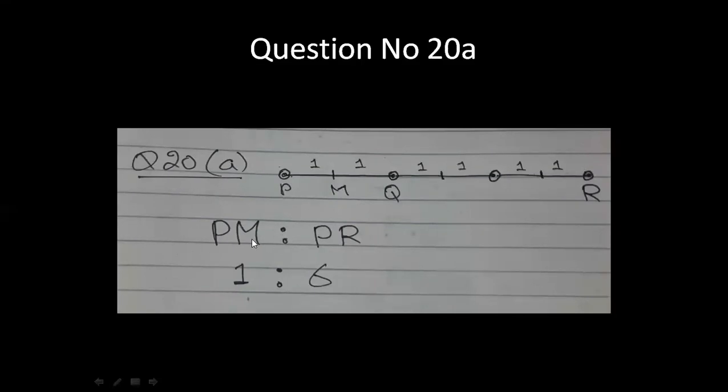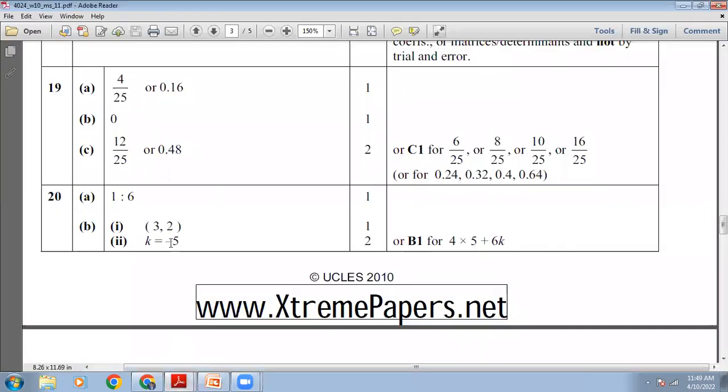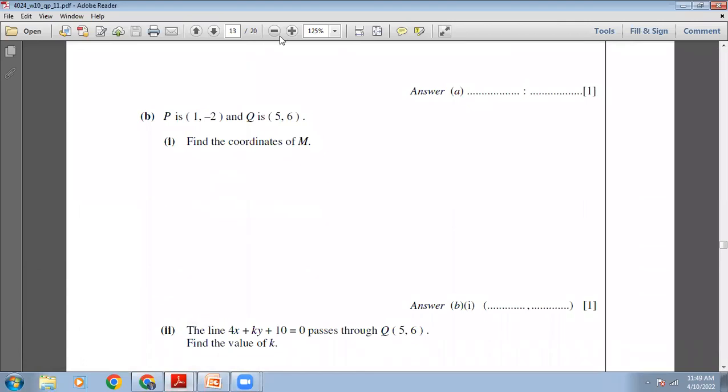So their question is, what is the PM ratio of the PR? PM is here 1 piece and the PR is 6 pieces. So the ratio between them will be 1:6. I hope you understand this and the technique by which I have solved it. Let me show you them. 1:6 is the right answer, sir. Next part.